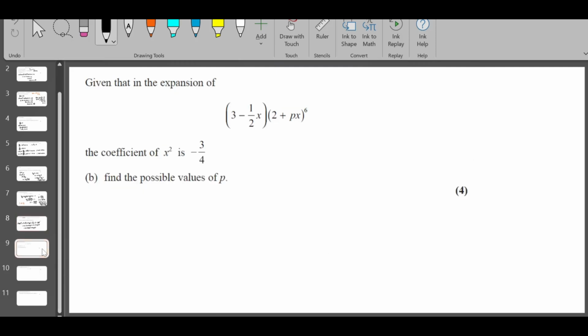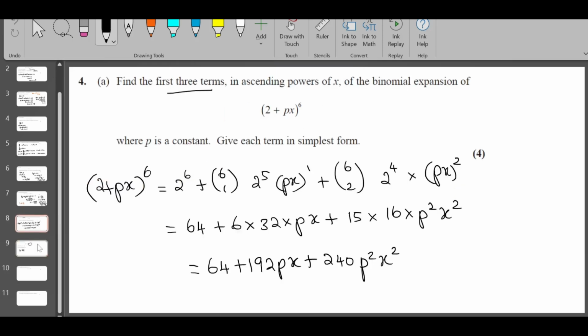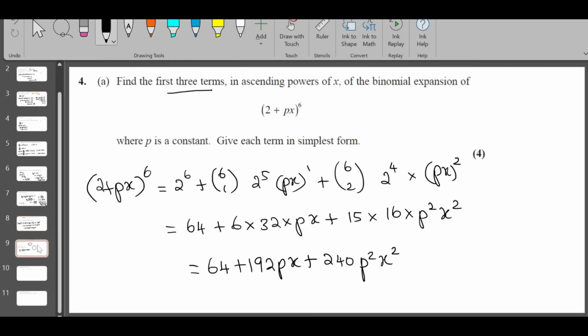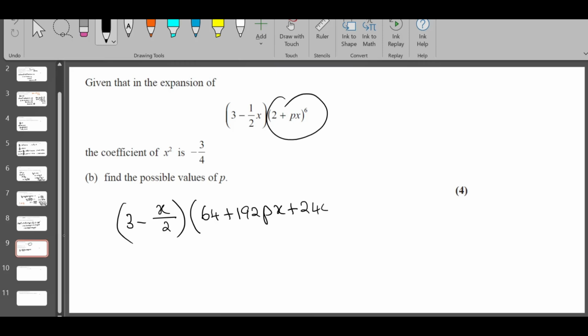Part B now. The coefficient of x square is minus 3 over 4. Find the possible value of p. So I'm going to take this 3 minus half x, I'm going to write it as 3 minus x over 2, times. Instead of this, I'm going to use the expansion from part A: 64 plus 192 px plus 240 p square x square.